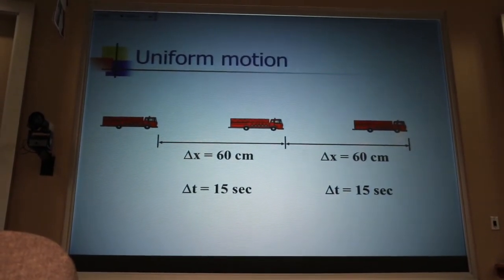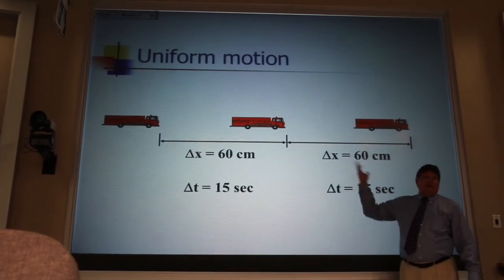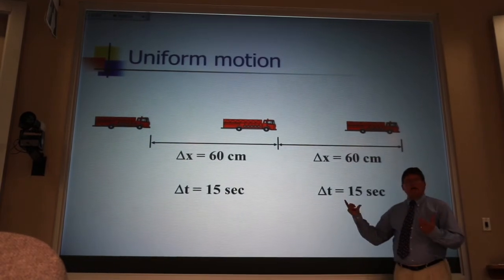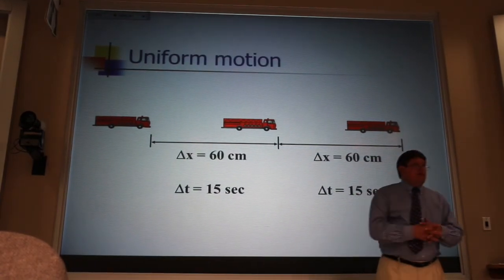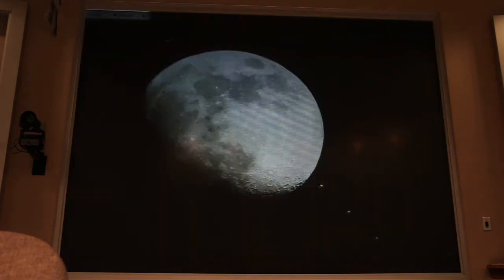Now, if my time intervals are fairly large, I could actually have this thing speeding up and slowing down as it went along. So the smaller I get these time intervals, the more sure I am that I've got uniform motion here. Okay? So that's pretty easy.